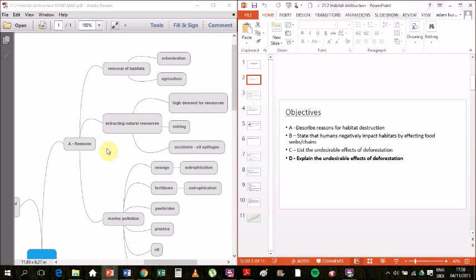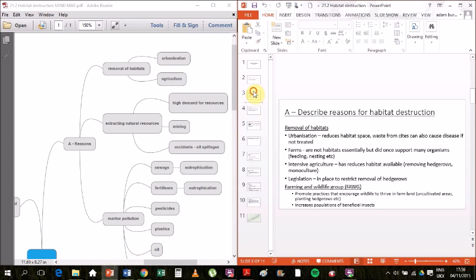So, the reasons, objective A, removal of habitat. That can obviously destroy habitats if you're removing them. And you do that for urbanization, which is like building cities. You can also do it for agriculture, so building farms. One thing I haven't put in here is a thing called FAWG. This is just a group of people that promote and encourage wildlife to grow on farmland.